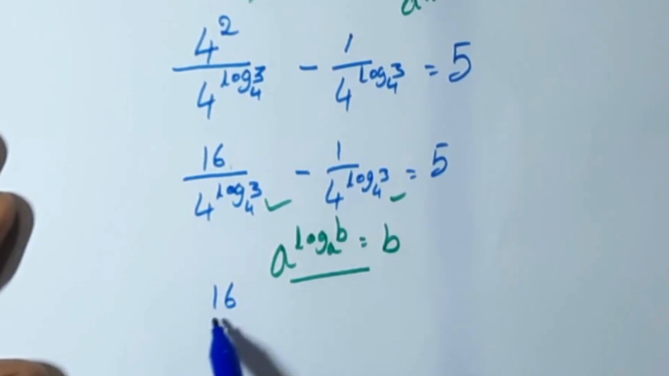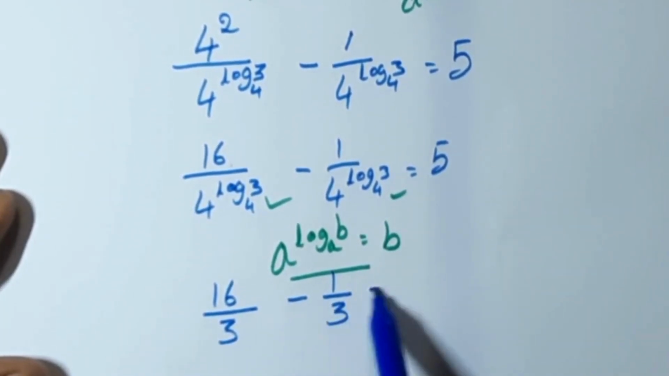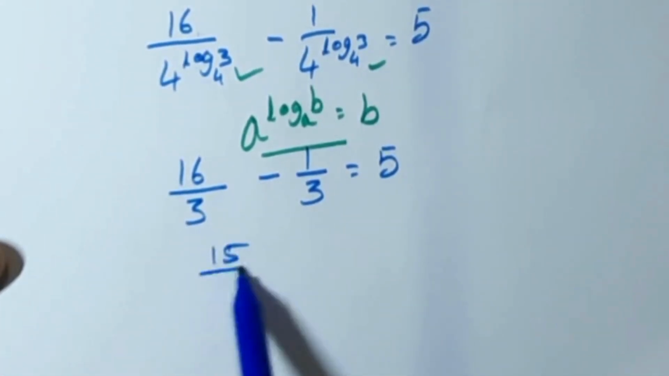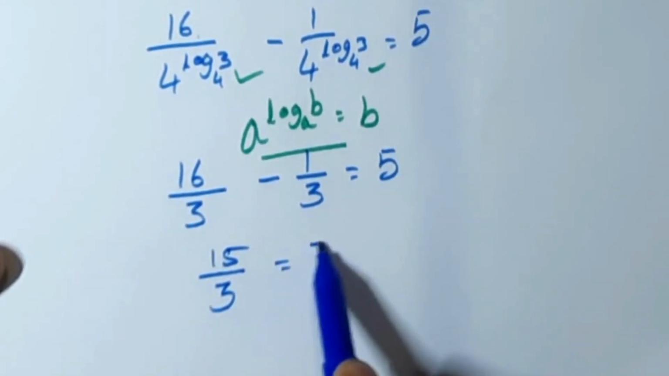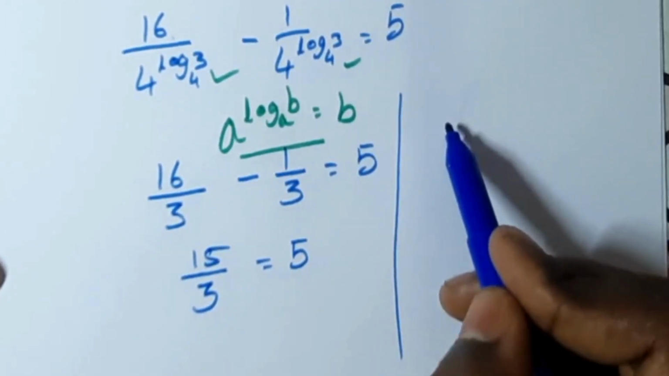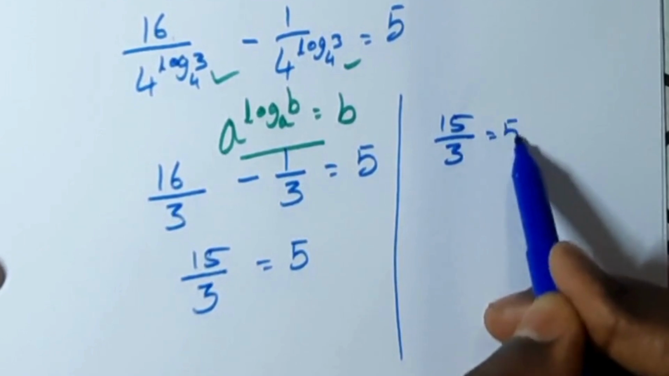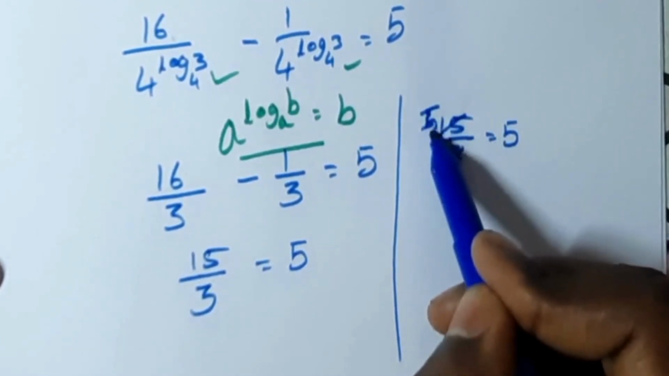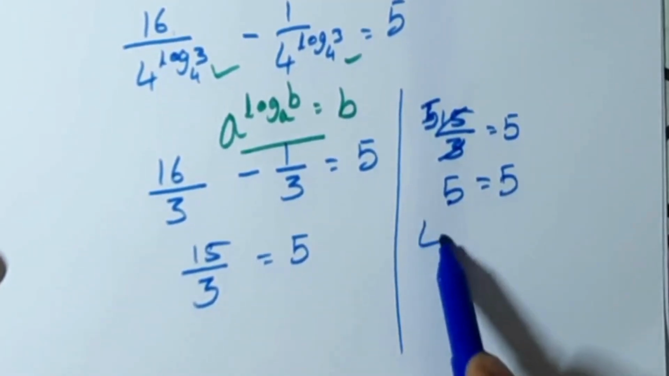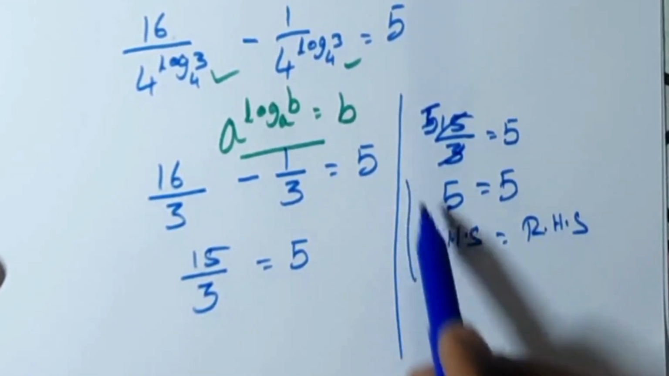So 16 by 3 minus 1 by 3 equal to 5. 16 minus 1 is 15 by 3 equal to 5. This cancels this, so this is 5. 5 equal to 5. So LHS equal to RHS. Yes, thus verified.